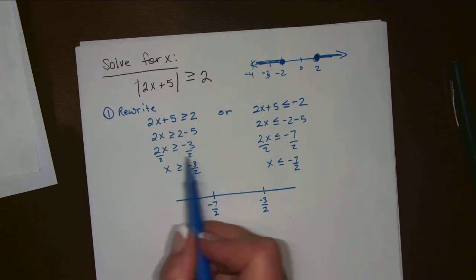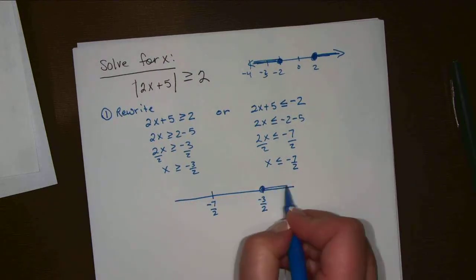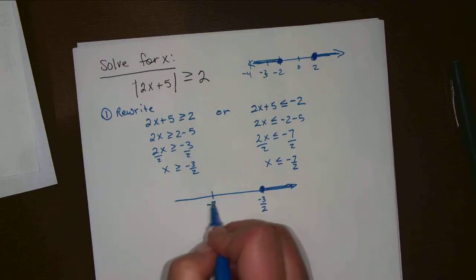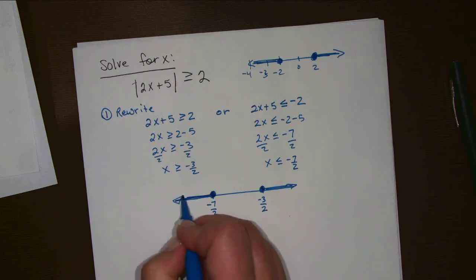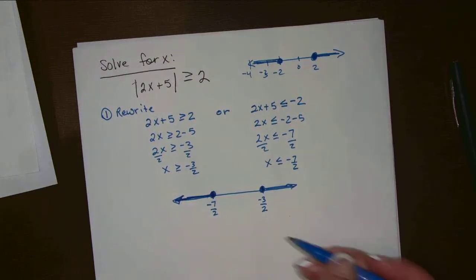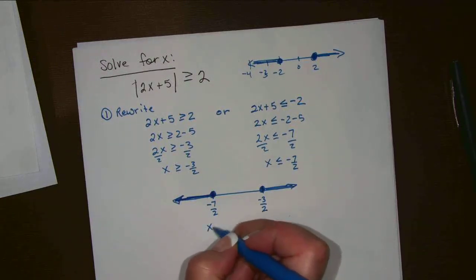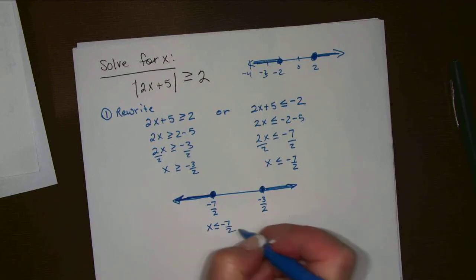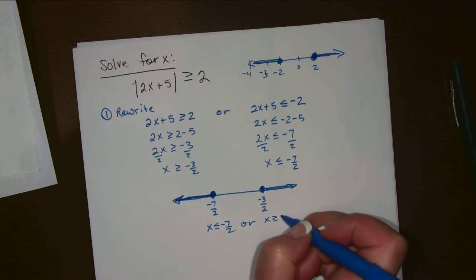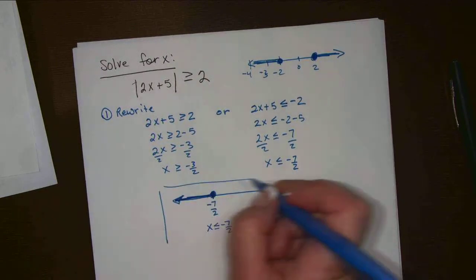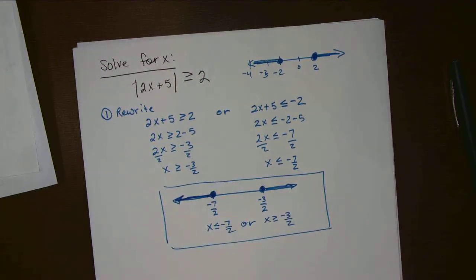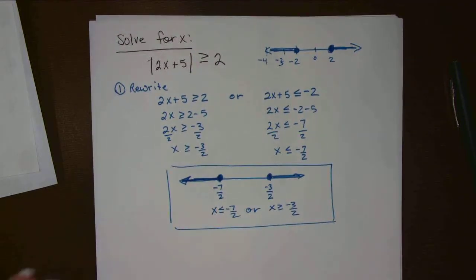This says greater than negative 3.5. That goes this way. This says less than negative 7 over 2. That goes that way. And it's or, so we want them both to be our answer. So our solution is that x is less than negative 7 over 2, or x is greater than or equal to negative 3 over 2. And I didn't redraw the number line because when it's or, whatever is on there is the answer, so I didn't have to compare anything in overlap.